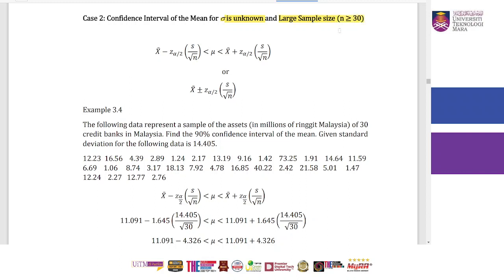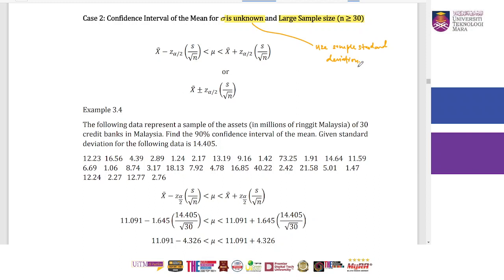Okay, so whenever this is the situation, you still can use the Z distribution to get your critical values. Okay, the critical values, you still can use Z distribution. However, in this situation right now, oleh kerana sigma is unknown, so you use the sample standard deviation. Okay, we use the sample standard deviation to replace the population variance ataupun population standard deviation.